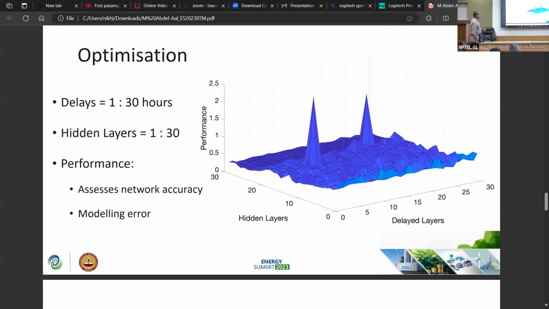So I wanted to optimize the number of hidden layers in this function, and also the number of delayed layers. So I used a range between 1 and 30 hours, so it will use data 30 hours backward to predict the next hour. And the hidden layers also I used between 1 and 30. I've done this surface diagram to see the minimum error. So the performance here is the modeling error.